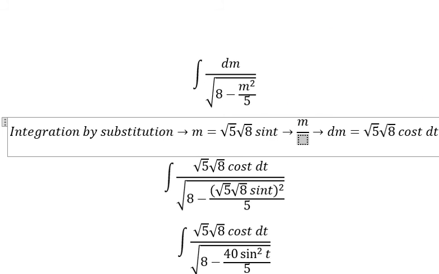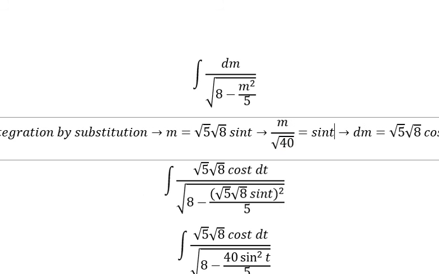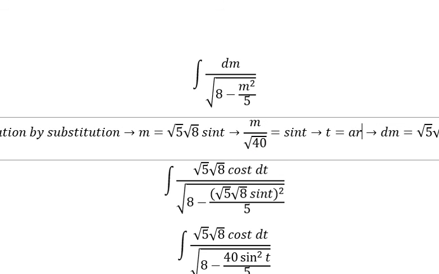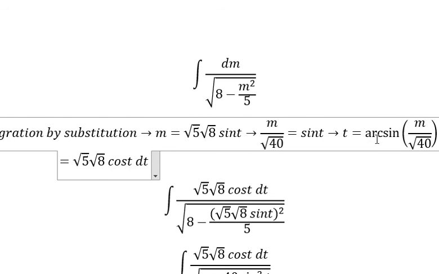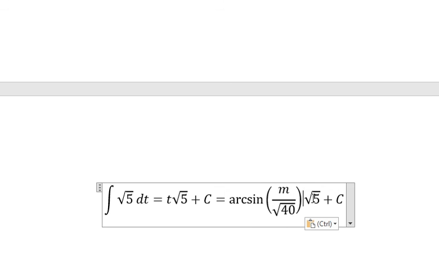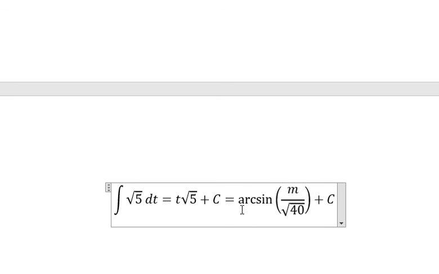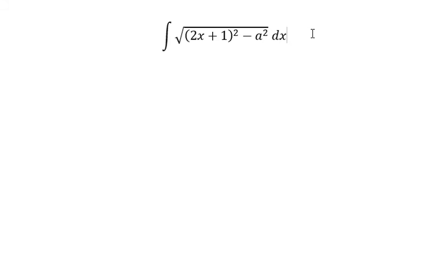So I will put the square root of 40, and we get t equal to arcsine of this one. So we put this one to replace t. I will put the square root of 5 in here, and this is the final answer. Now let's go to the last one.